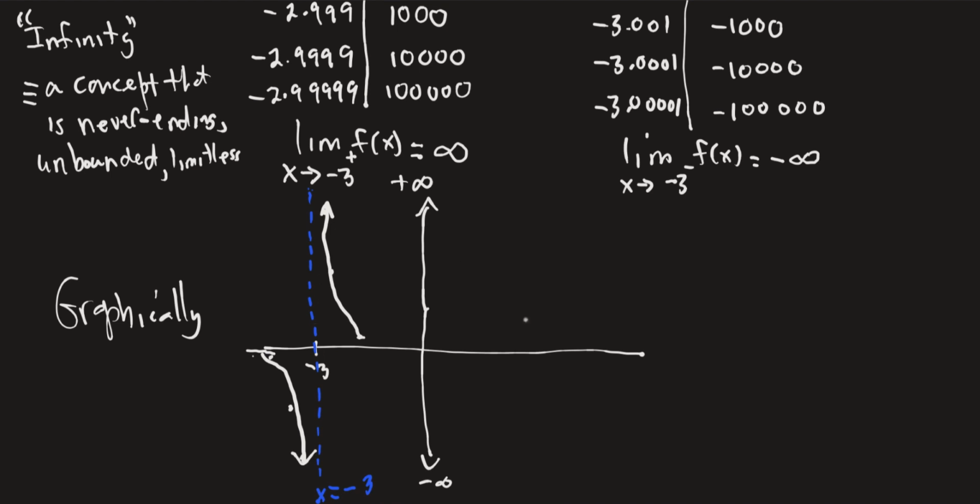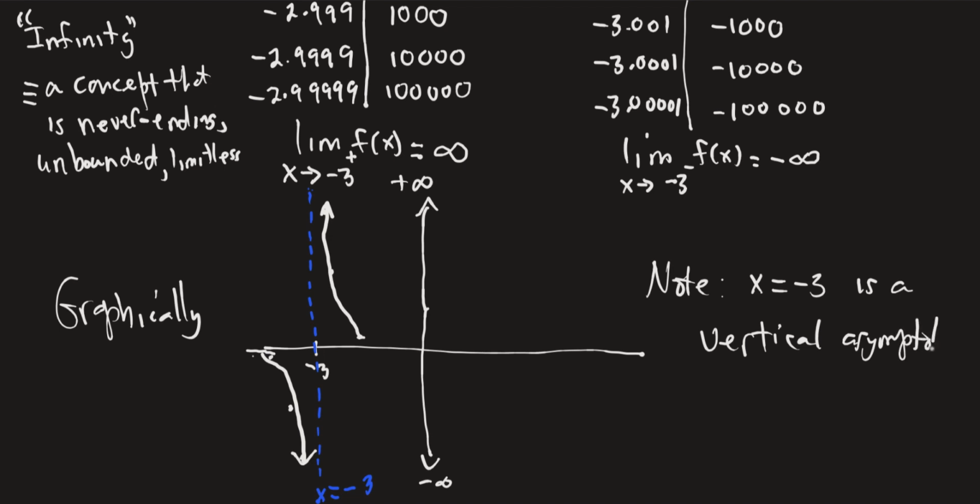So this blue line, I'll just write over here, note that in this particular case, this function, x equals -3, you do remember the phrase that we use to describe such a line, right? The phrase is a vertical asymptote. Right? And so graphically, that's what happens. So vertical asymptotes correspond to these infinite limits, right?